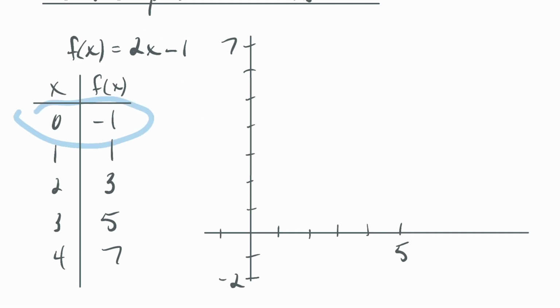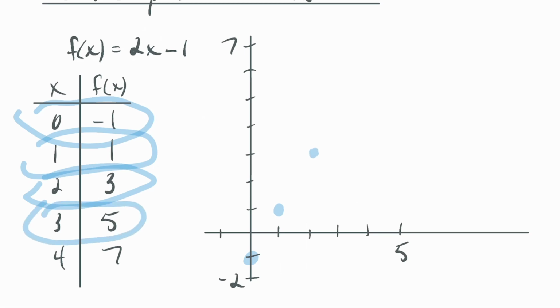This input-output pair of 0, -1, that's going to make a point right here, right? And this input-output pair 1, 1 makes a point right here. 2, 3: horizontally 2 units, vertically 3 units will be right there. And then 3, 5 is right here. And then 4, 7 is right here, right? So I'm getting a straight line out of that.